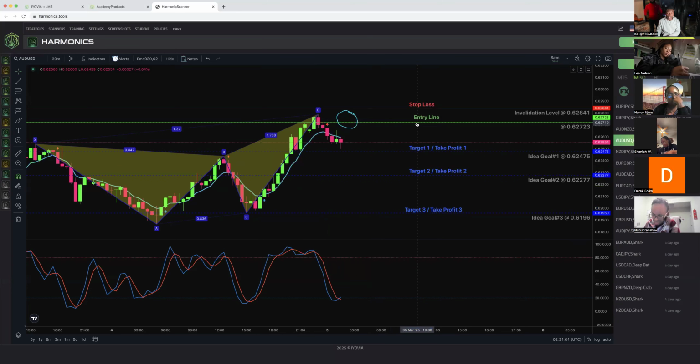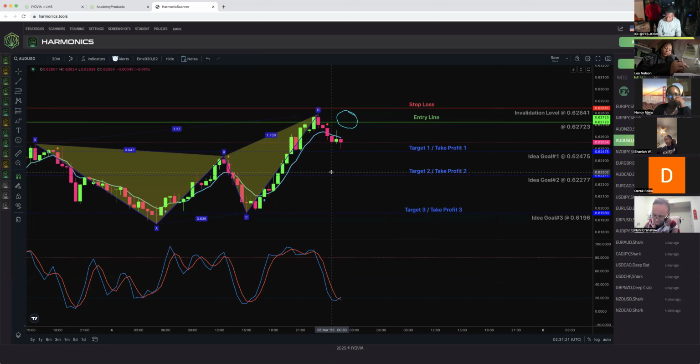So green line is our entry. This is where we want to enter. Red line is our stop loss or our invalidation level. Blue lines are our targets, our take profits, or our ideal goals. Make sense? A couple people unmute yourself and talk to me throughout the training so I can know y'all following.